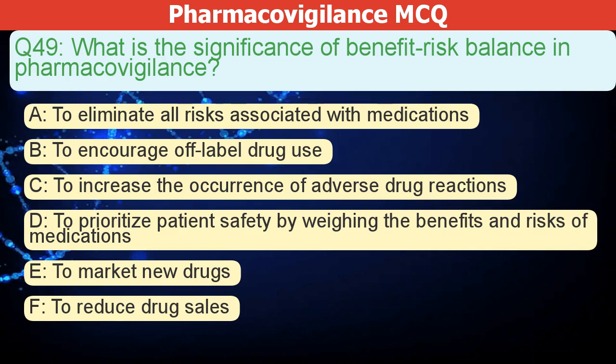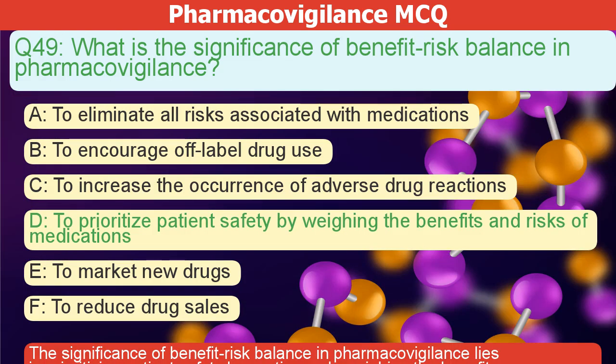E. To market new drugs. F. To reduce drug sales. The correct answer is D. The significance of benefit-risk balance in pharmacovigilance lies in prioritizing patient safety. By continuously weighing the benefits and risks of medications, we ensure that overall health outcomes favor the patient's well-being.